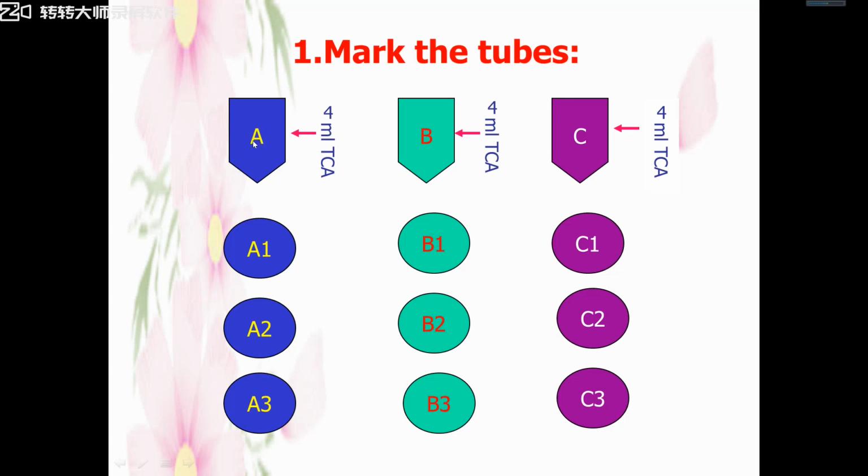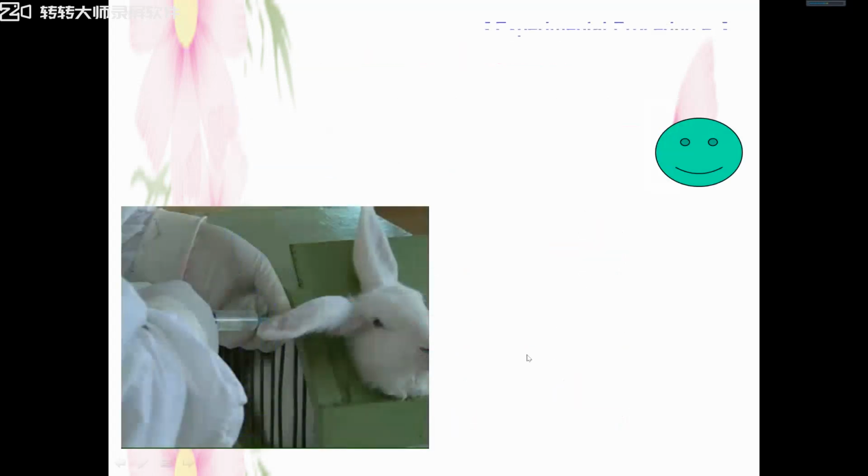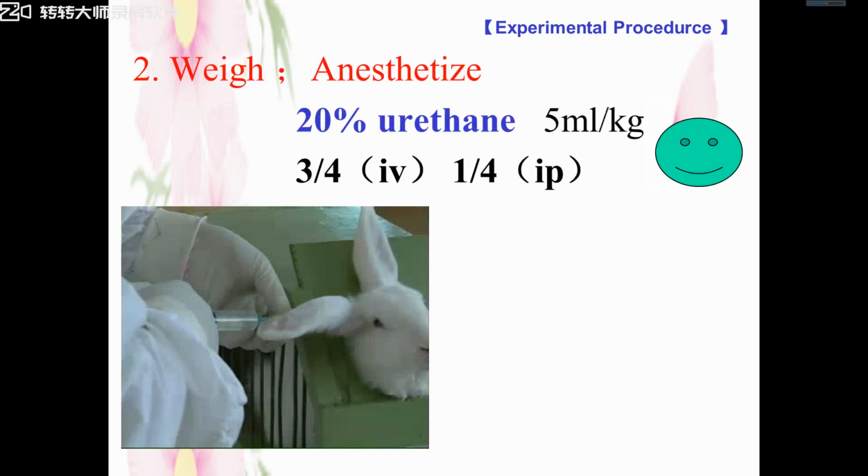We take 3 centrifuge tubes and also 9 small tubes. Okay, you have finished the first step, and then each group takes a rabbit and weighs your rabbit. You can find it is about 2 kilograms, maybe 2.2, 2.3.